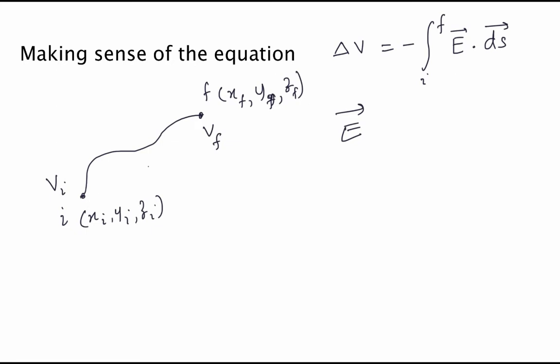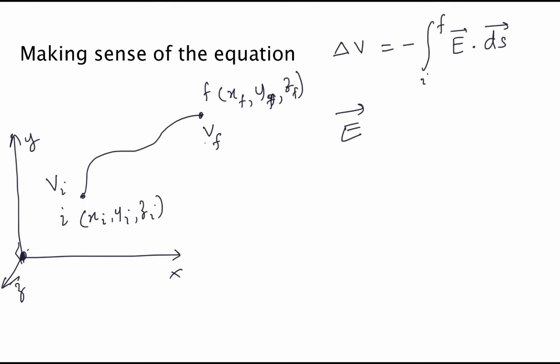and the initial point has potential Vi. First of all, I have to come up with a coordinate system, and this is my coordinate system. This is my x direction, and this is my y direction, and the z direction is basically coming out from the board. This is my z direction.